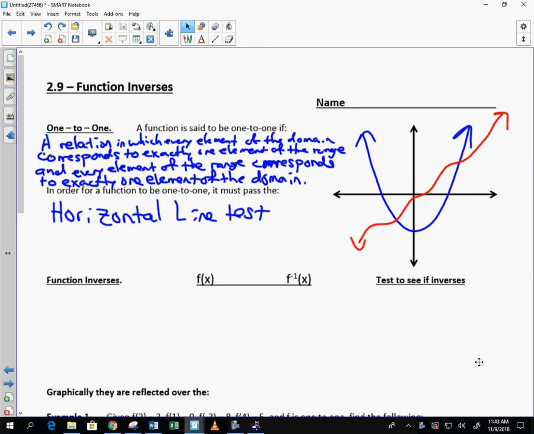I've got two functions. One's red, one's blue. Do they both pass the vertical line test? Yes, if they pass the vertical line test, that means that they are functions. Okay? Now, do they both pass the horizontal line test? No. Which one fails it? The parabola, the blue one, right? So if the blue one fails it, then it's a function, but it's not one-to-one. The red one passes both, so it's a one-to-one function. Do you see the difference?